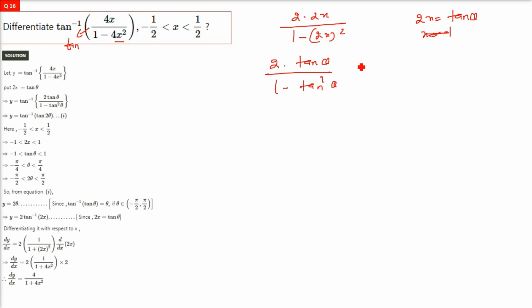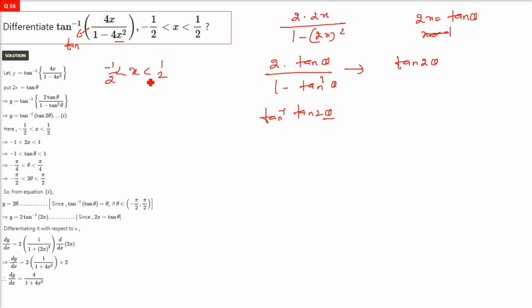Now we already know by trigonometry 2 tan theta by 1 minus tan square theta is tan 2 theta. So we have got a tan here that we actually wanted. So it will be tan inverse tan 2 theta. Okay, 2 theta you can take out because tan inverse and tan cancel, but this is only possible for a certain interval, which is minus pi by 2 to pi by 2.